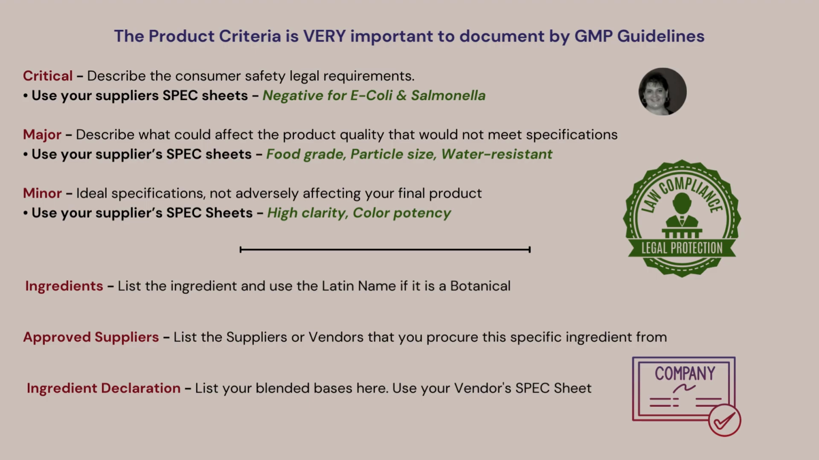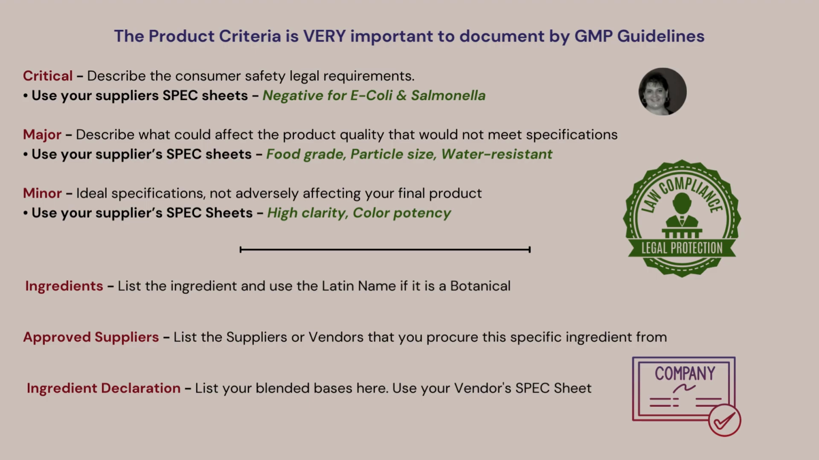So you start with critical. Now, this is where you describe the consumer safety legal requirements, such as it's negative for E. coli and salmonella. But you must use your supplier's spec sheets, and they should have this legal documentation that you need. The next is the major criteria. Describe what could affect the product quality that would not meet specifications. If it's food grade, its particle size, if it's water resistant, etc. Again, use your supplier's spec sheets.